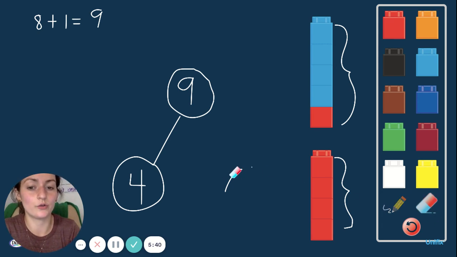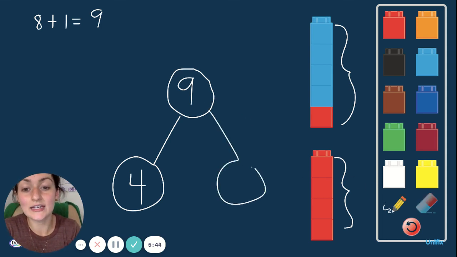Y'all, I almost just wrote the wrong number, and that would have been really confusing. Thank goodness my next step anyways is going to be to double check. Here we go. 1, 2, 3, 4, 5. Yep, 1, 2, 3, 4. Because 4 and 5 makes 9.